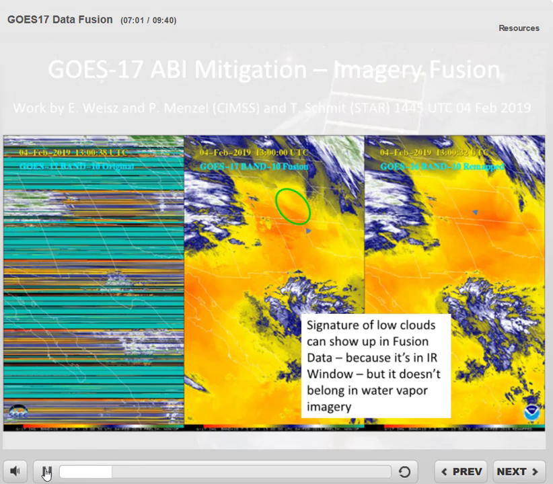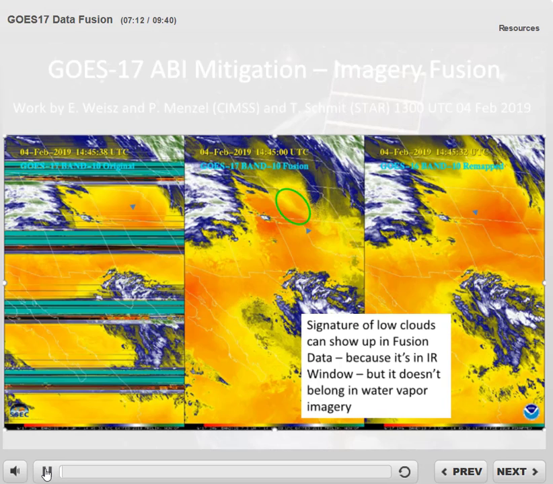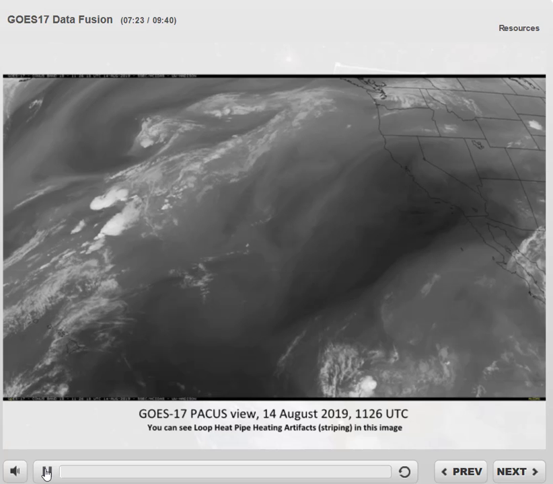Here's another example from February 2019. Fusion water vapor imagery in the center includes structures that exist in the infrared window channels that are not present in the water vapor imagery. A little later, you can still see that feature in the data fusion product in the center. It's not in either the GOES17 or the GOES16 water vapor channel image.